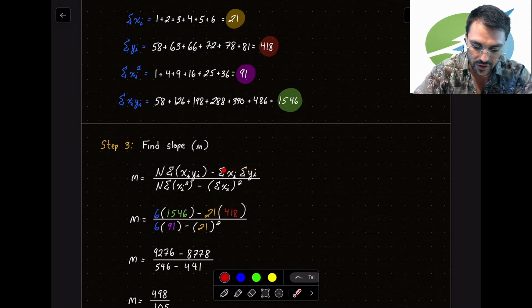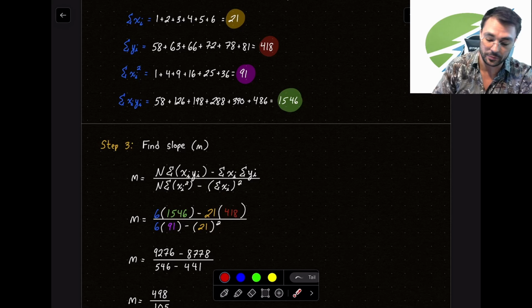So we plug these two values in right here. The denominator, n, again, is 6. The summation of x sub i squared, we found that right here, 91 goes there. These two get multiplied, minus, and then we have the summation of x sub i, 21 squared.